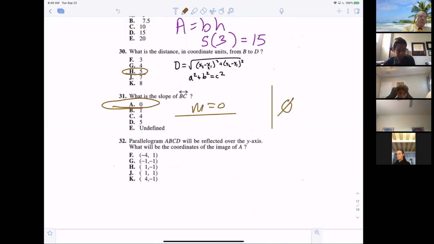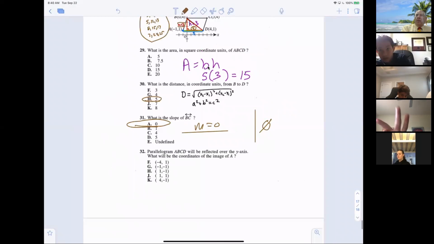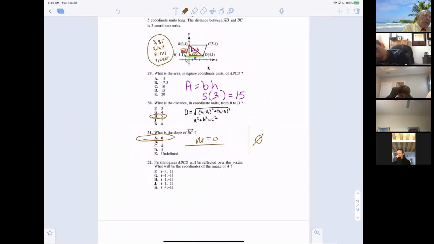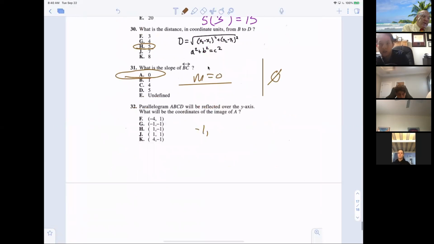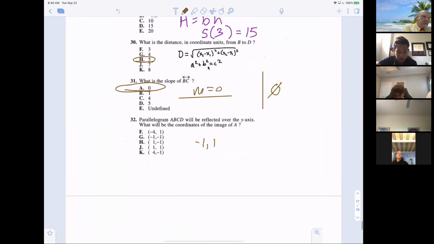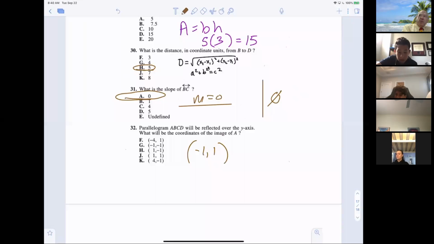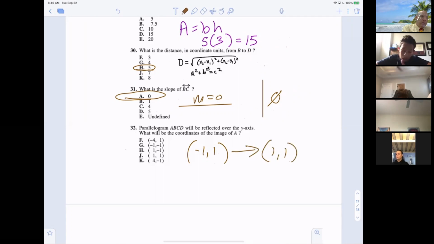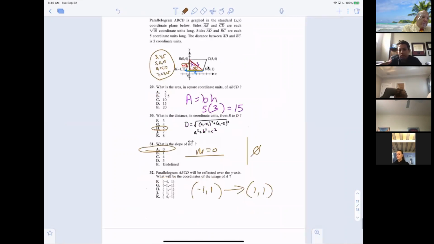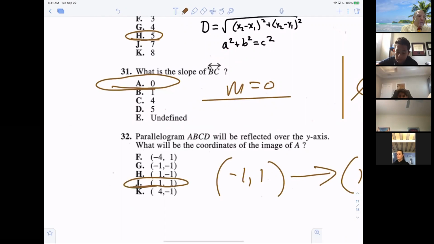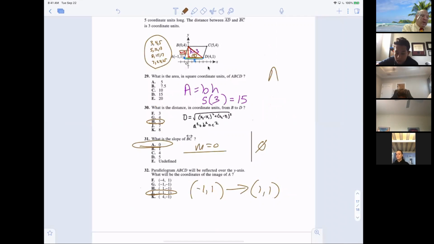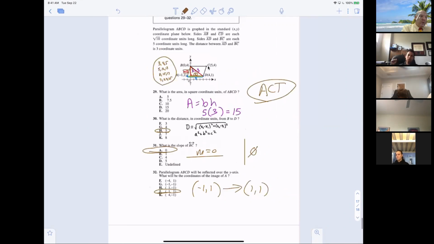Okay, now if the parallelogram is reflected over the y-axis, think back to when we were doing the IXL. If you reflect it over the y-axis, what is changing? The x is changing, thank you. The y remains the same. The x is what's changing. So if I'm looking at A, it is -1, +1, I believe, right? Yes. So if it reflects, then it would be 1, 1. All right, I don't think that's that bad. So the correct answer here is J. Again, believe it or not, those were straight out of an ACT test. Hard to believe. Simple, simple, simple.